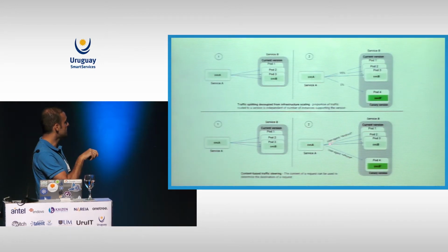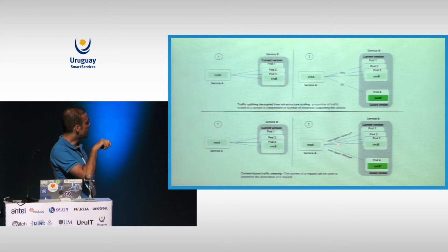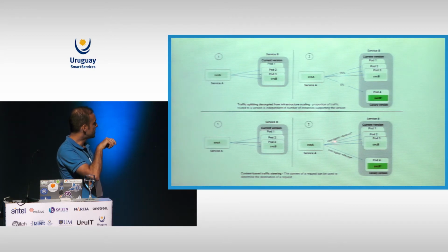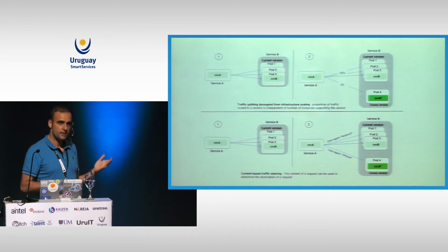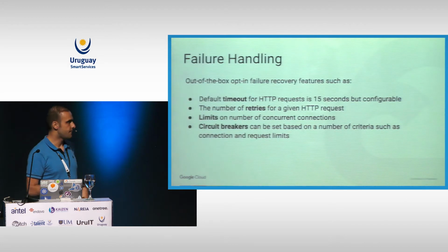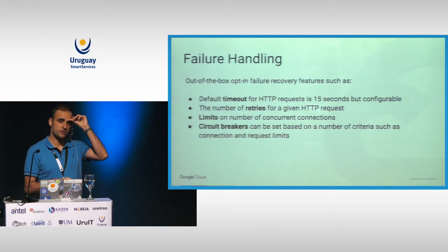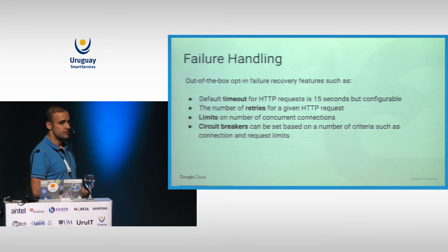Similarly, you can use headers. It's hard to see, but here you can say, if the user agent is Android, send it to this version of the service. If the user agent is iPhone, send it to this version of the service. And service A doesn't know that, but it doesn't matter. Istio can set rules like that. And I mentioned the timeouts and the retries. You can limit the number of concurrent connections to your service. So you can set hard limits, and Istio will enforce that. And you can do circuit breakers as well.